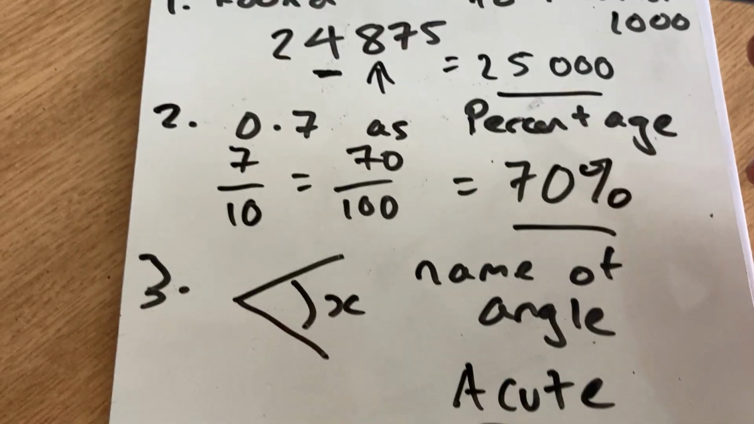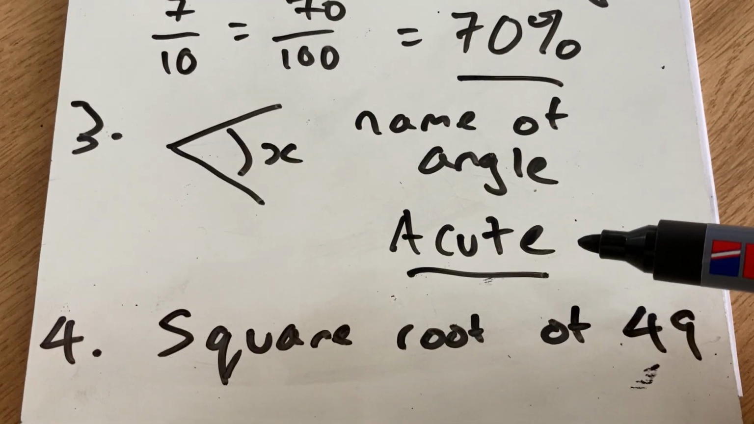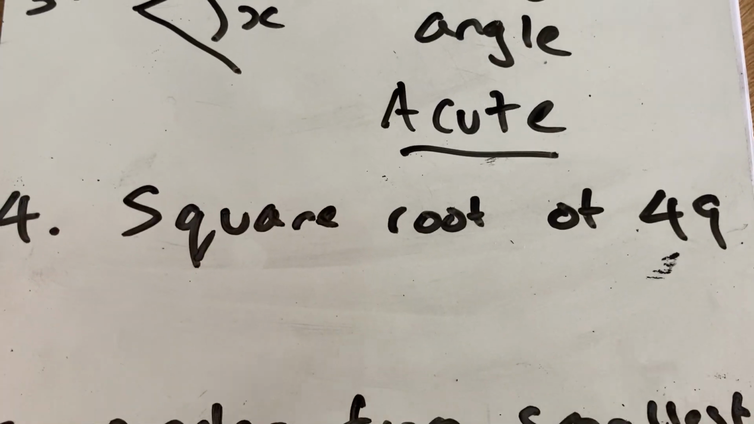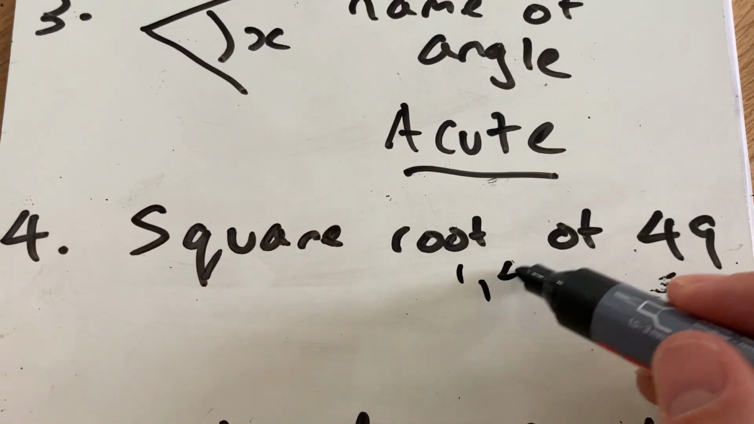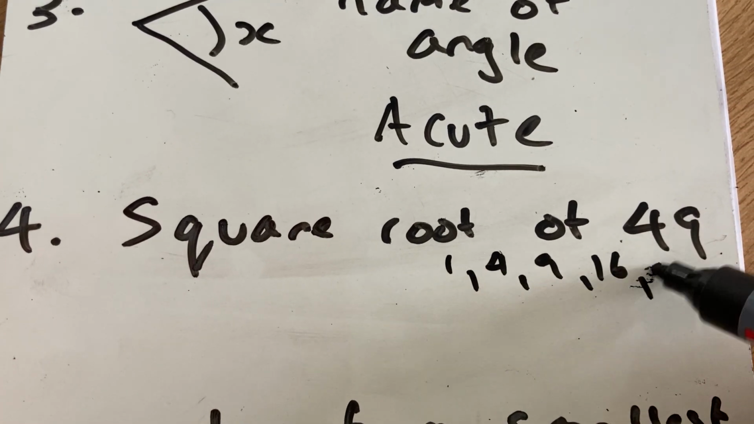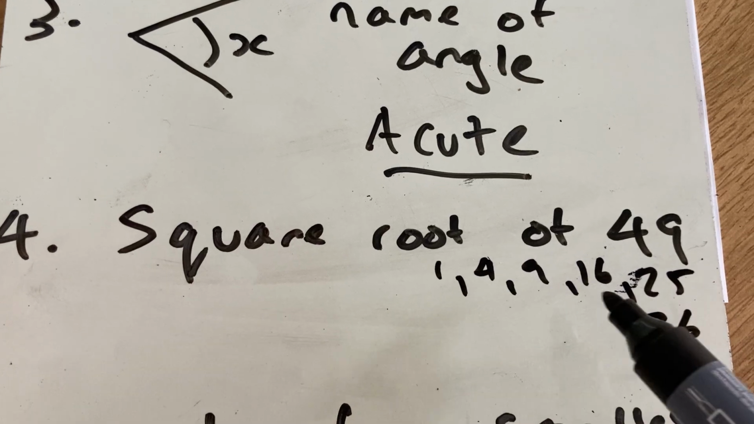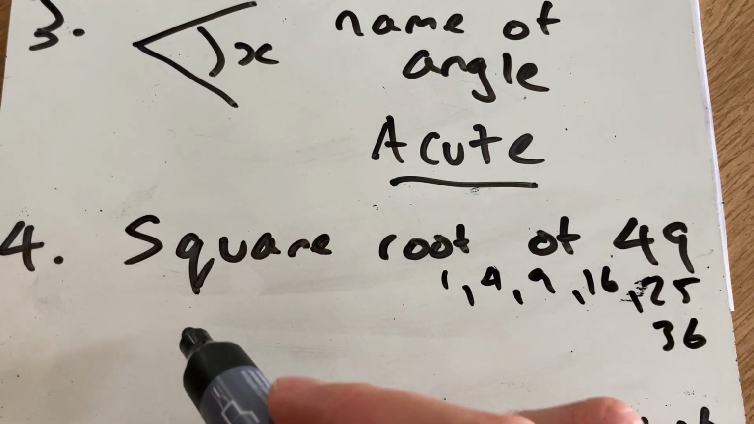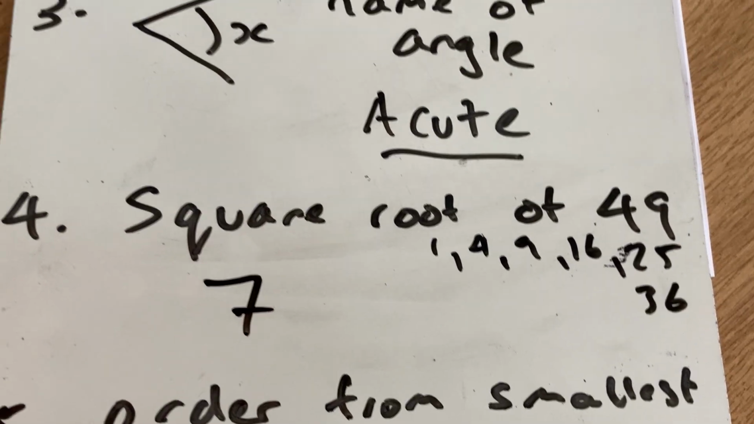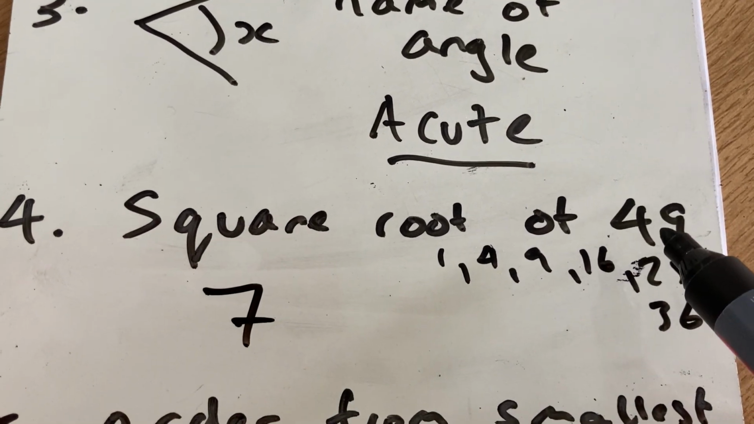Okay, so we've done some rounding, some percentages, angles. Now we find the square root of 49. If we go through our square numbers, 1, 4, 9, 16, 25, 36. That's 1 squared, 2 squared, 3 squared, 4 squared, 5 squared, 6 squared. Square root of 49 is then 7. 7 squared would be 49.